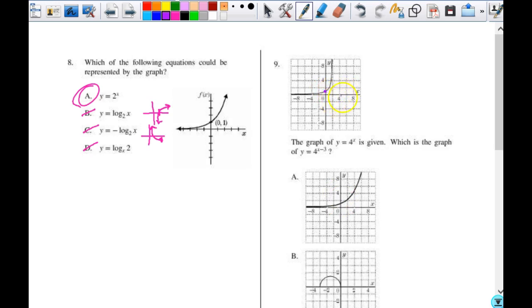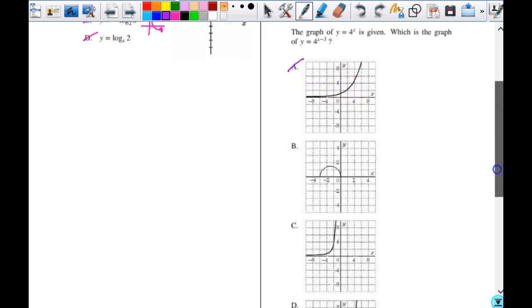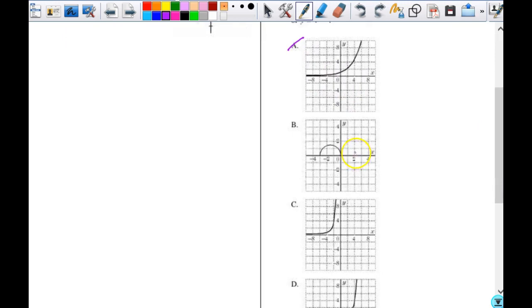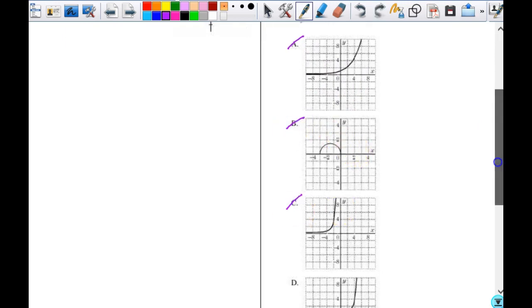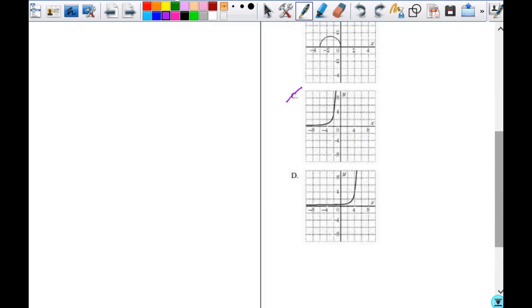But look how we're counting. We're counting by twos, which means that point right there should end up right about there. So this one, it doesn't move, so that's not it. That, I don't know what's going on with that. No. This shifted it to the left. This shifted it to the right. So that was really the only shift to the right anyway, whether you counted or not.